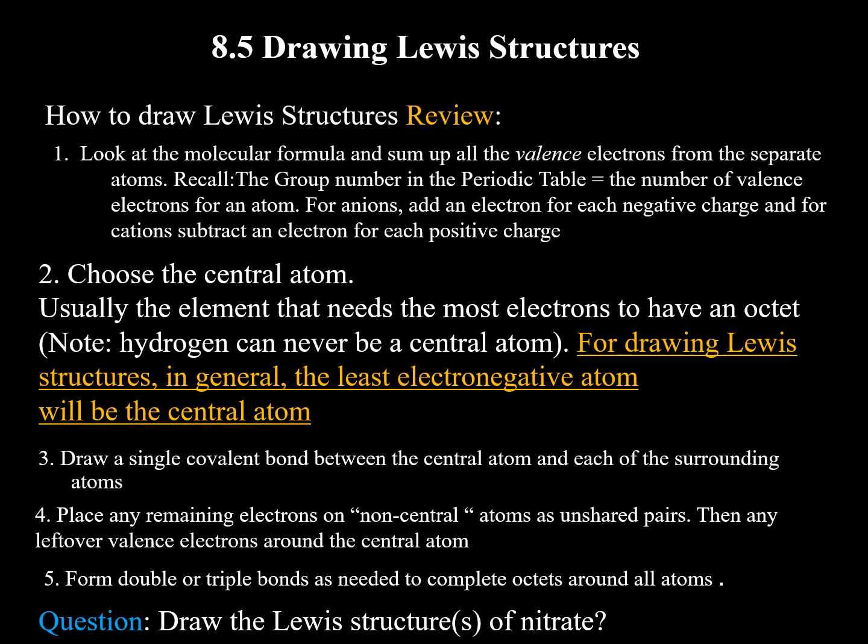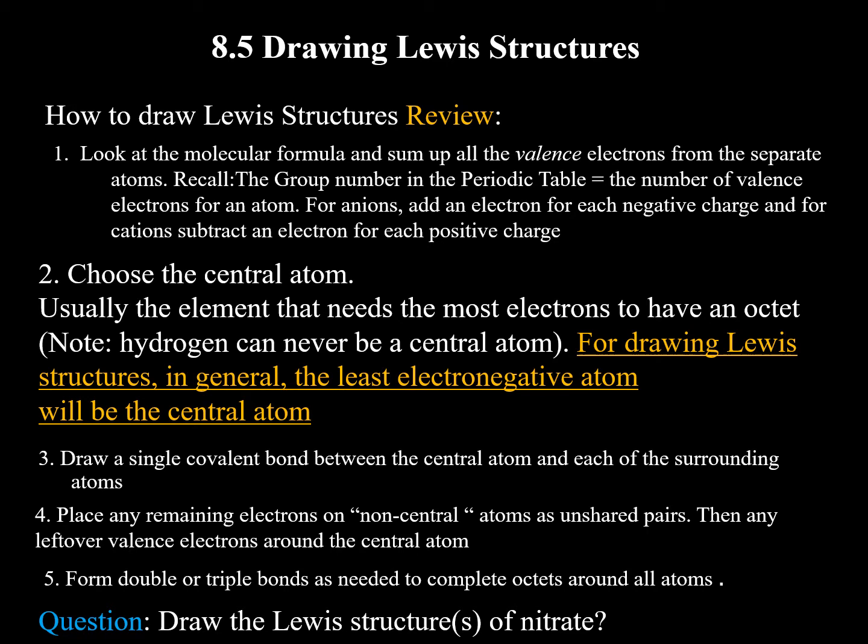So just a review about Lewis structures. We said the first step is to find the total valence electrons. So you need the periodic table for this to figure out how many valence electrons are on the outside. Once we have the total valence electrons, step 2 is choose the central atom if there's 3 or more elements. The one that needs the most valence electrons to make 8 will be in the middle.